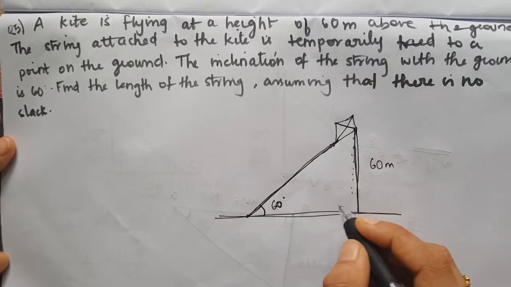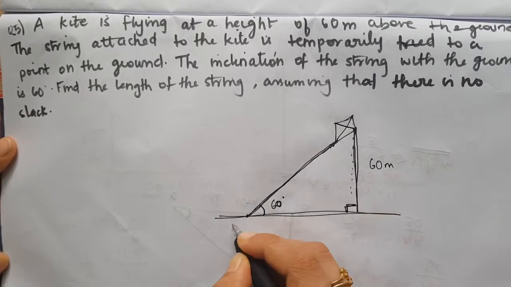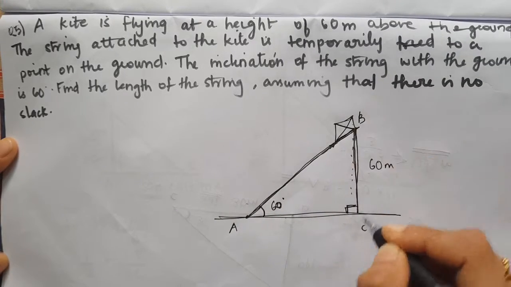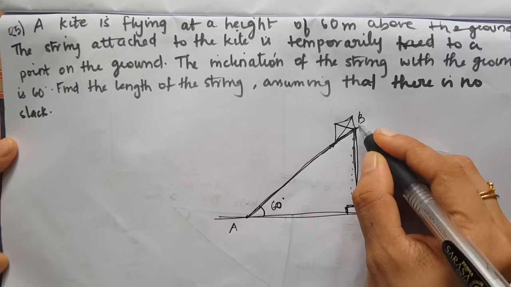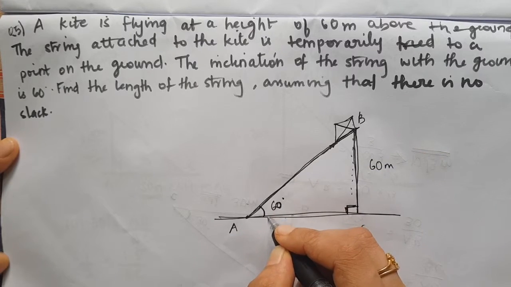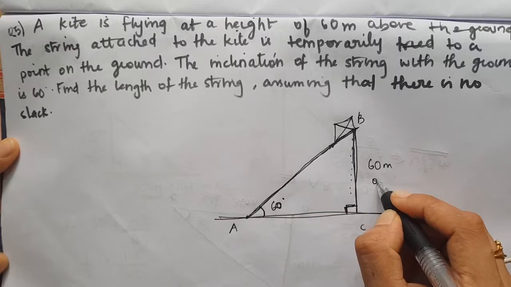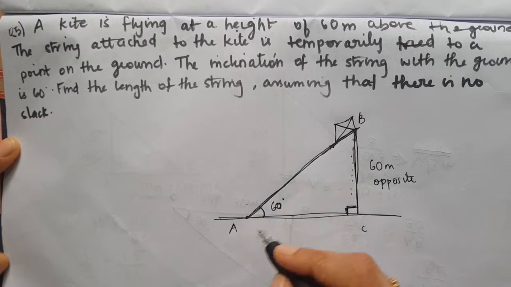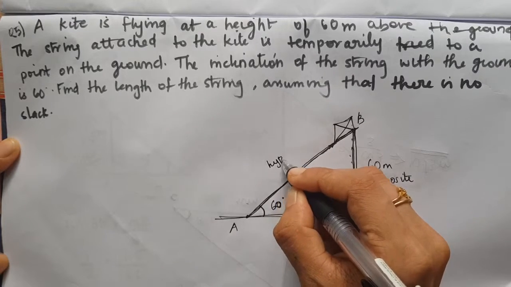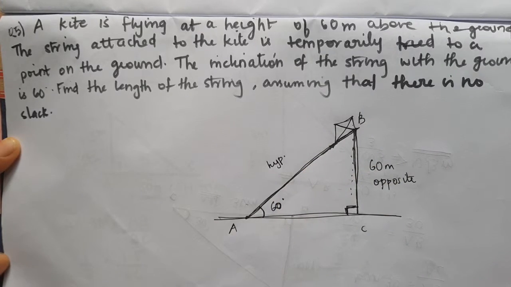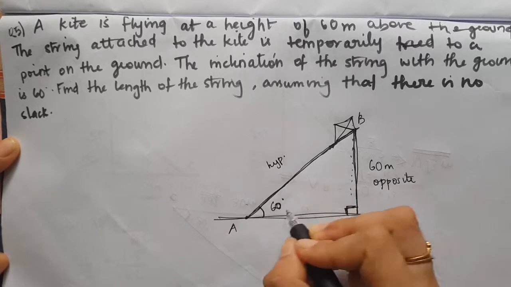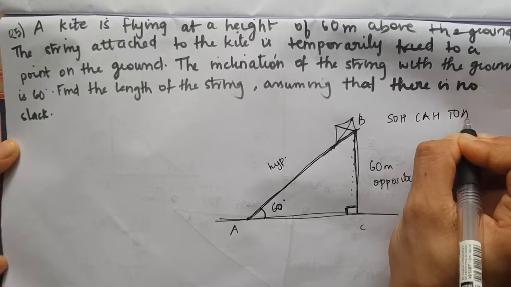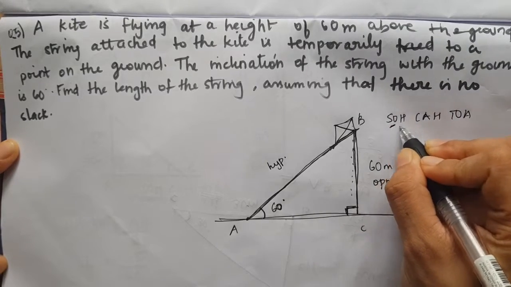So, this is the triangle we got over here. So, we'll name it as ABC, okay? Irrespective of angle A, that is opposite is given. We have to find the length of the string, that is hypotenuse is what we have to find. So when opposite is given, we have to find hypotenuse. So which ratio will we use? Sine, cos, tan, so opposite is given, so we have to find hypotenuse.